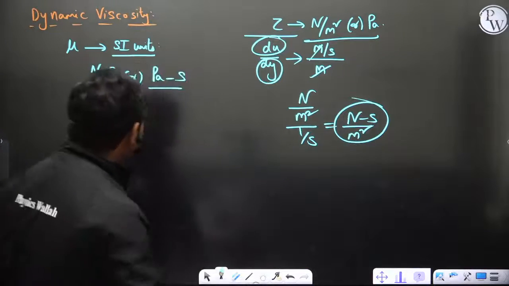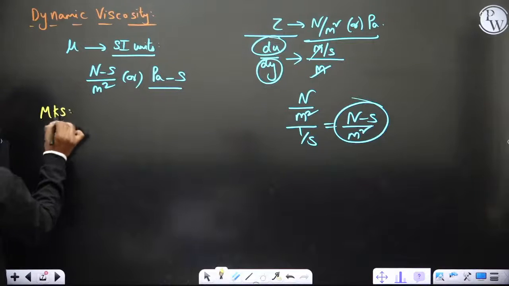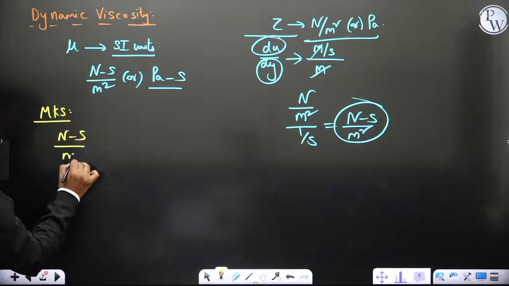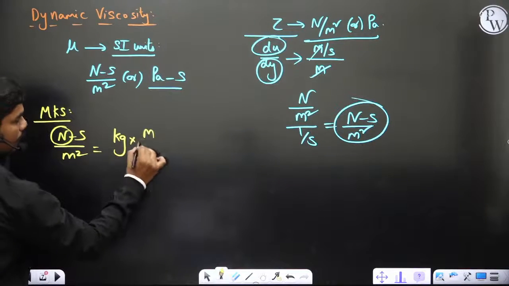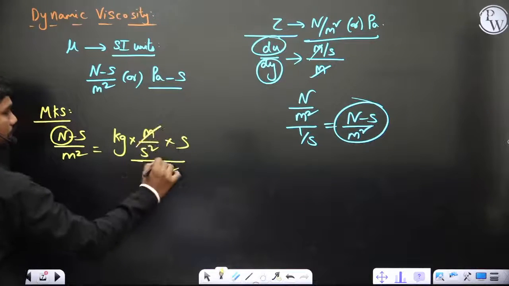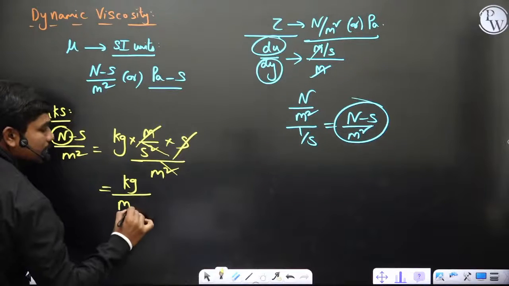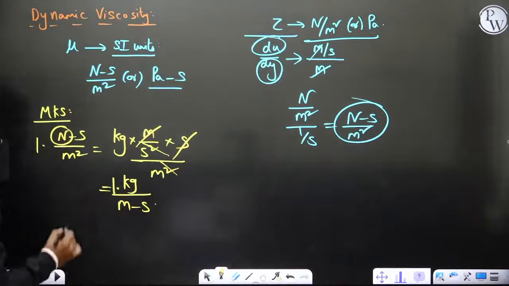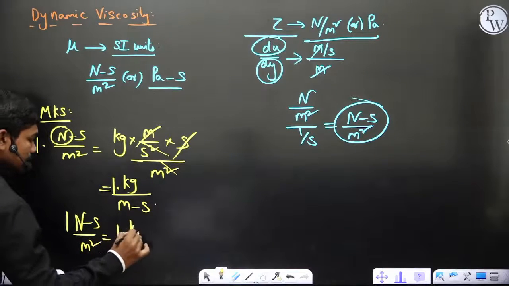Clear? Now let us see in case of MKS. If you convert to MKS, Newton second per meter square, Newton can be written as mass into acceleration, into second by meter square. This m and this m, this s and this s cancel, so kg per meter second. The conversion factor is 1. So 1 Newton second per meter square is the same as 1 kg per meter second.